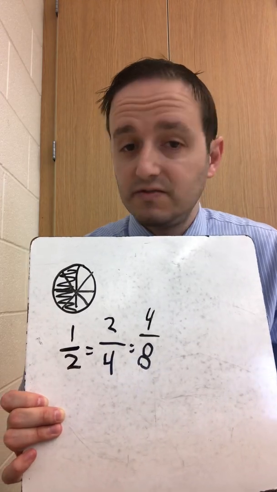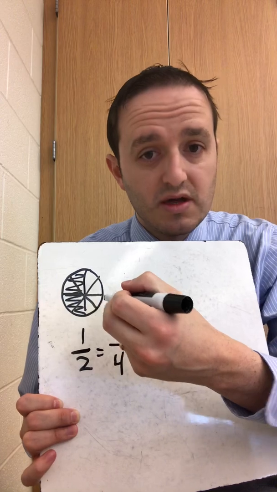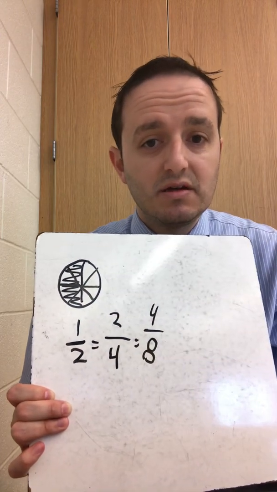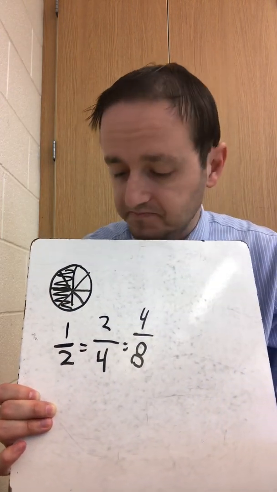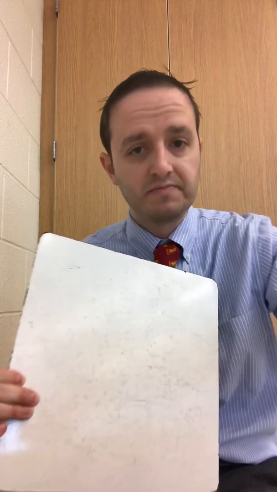Okay? That's a very simple, quick way just to look at equivalent fractions. I did not shade anything extra. I just changed the size of the pieces that were shaded. All right? Now let's look at a different one.